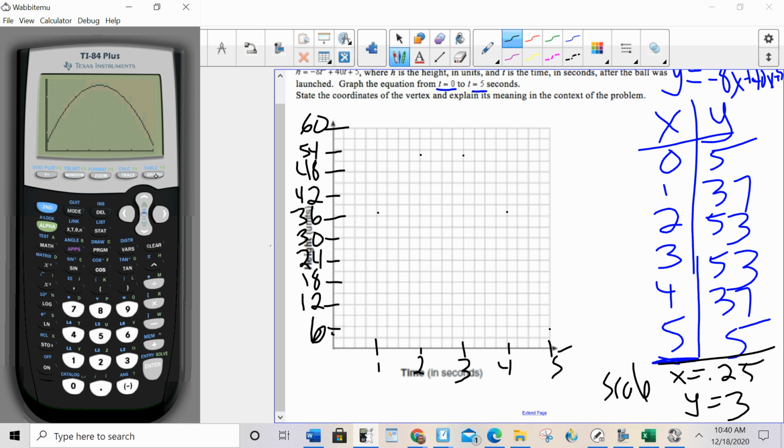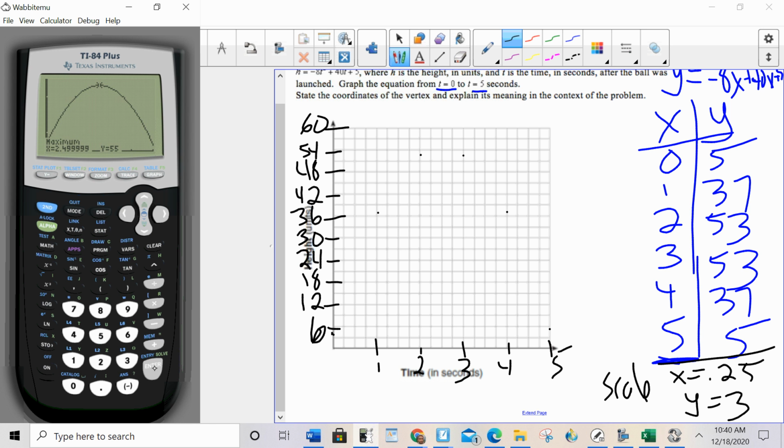I see my vertex. To find the vertex, well, we did that in the previous lesson. Second, trace, maximum. I'm going to move my cursor to the left of the point I'm trying to find when it says left bound. I'm going to move my cursor to the right of the point that I'm trying to find when it says right bound. And then I'm going to guess. I'm going to put it where I think it is. And I get 2.49999999, which is really close to 2.5.